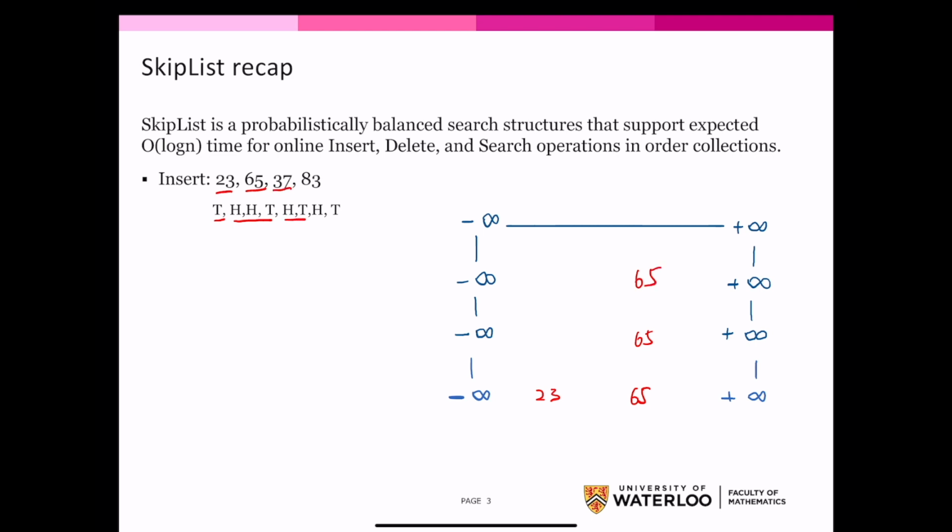For 37, we find the position from the top level, we go down, it is less than 65, so we keep stepping down. And then we place 37 after 23. And it has two levels, same for 83. And this is our entire skip list structure after insertion.